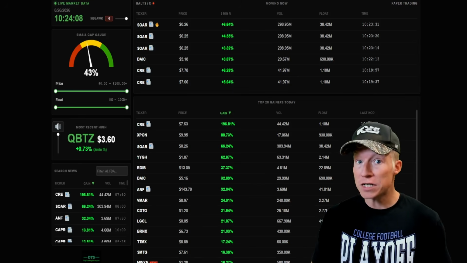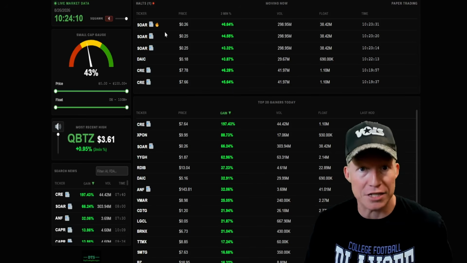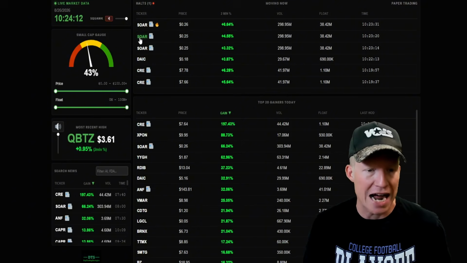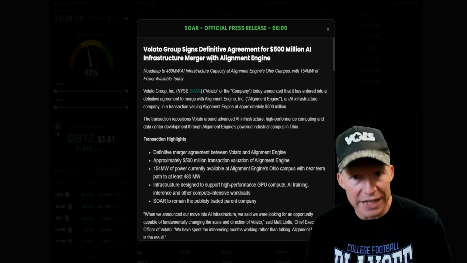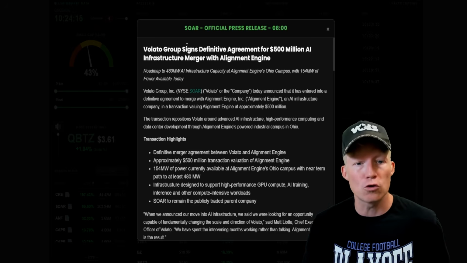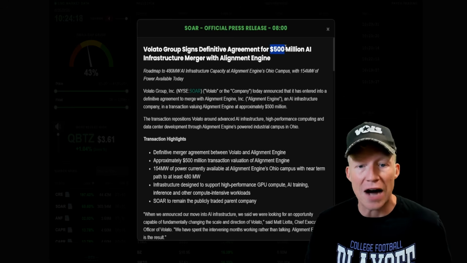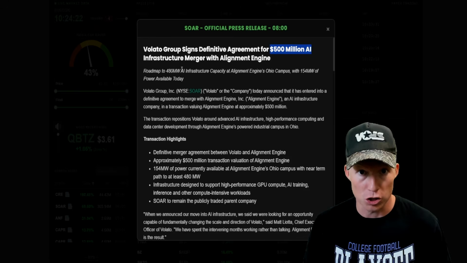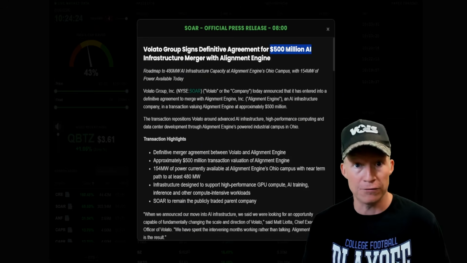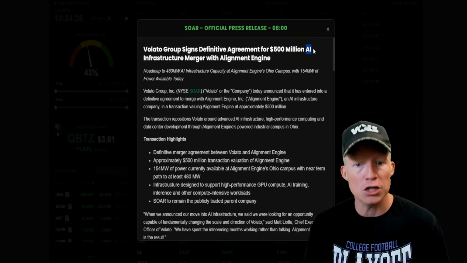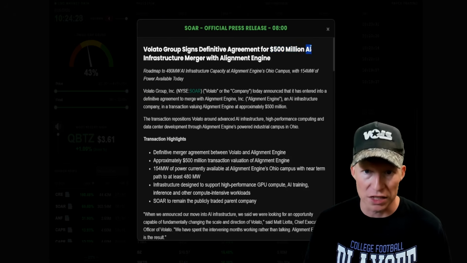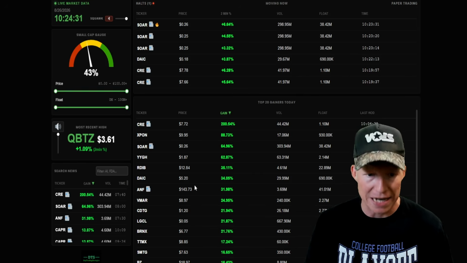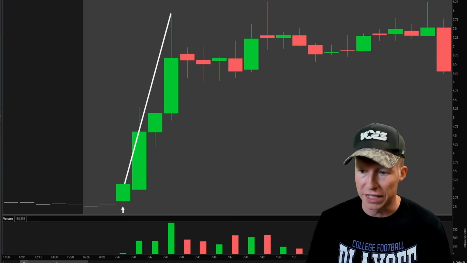currently is. Another stock just hit the moving now section of my stock scanner, ticker SOAR. We click into this news. Volato Group signs definitive agreement for $500 million AI infrastructure merger. That is a massive number. Has to do with AI, which is really hot right now. I would expect that this stock is doing really well.